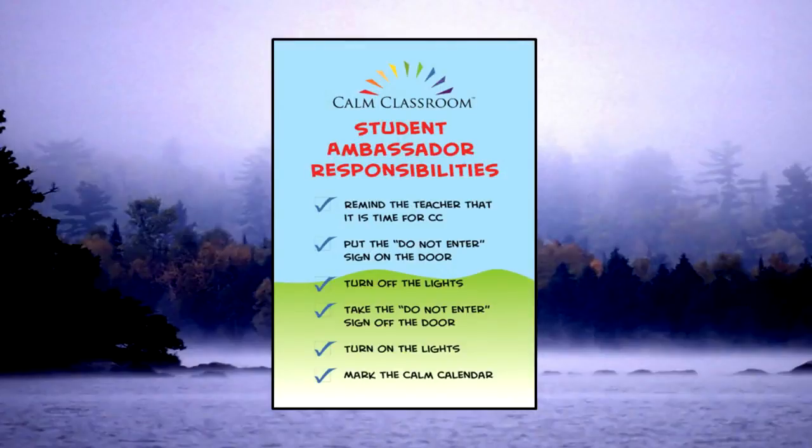The student ambassador is responsible for reminding the teacher that it is time for Calm Classroom, putting the Do Not Enter sign on the door, and turning off the lights. After the technique is over, the student will take the sign off the door, turn on the lights, and mark the Calm calendar. Let's take a minute to talk about the rest of the materials.